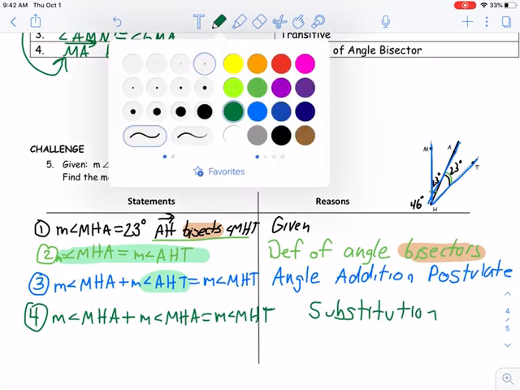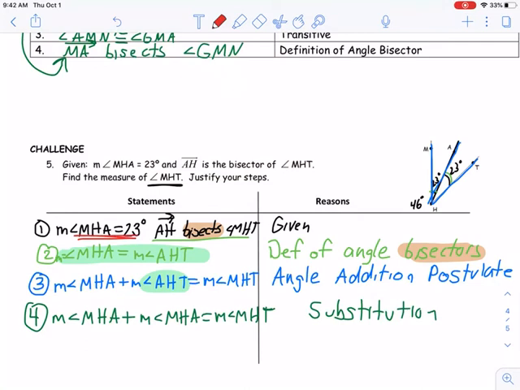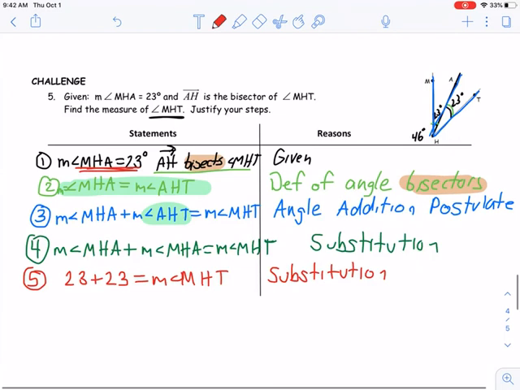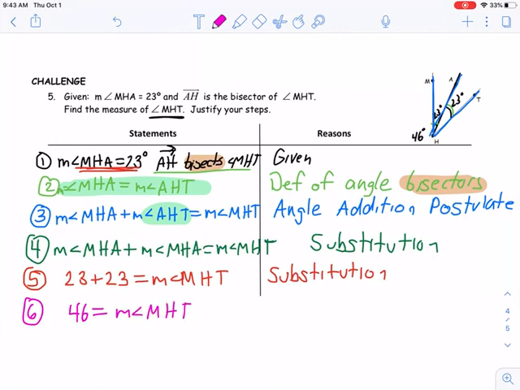Now next, what do I know about MHA? I know that equals 23. So I'm just going to do a massive substitution. Remember, I can use my previous statements to help me determine the next ones. I know MHA is equal to 23, so I'm going to double substitute it in. A lot of substitution going on. Now I'm just going to do some simple combining like terms, or simplification. I'm going to write 46 because that's 23 plus 23. So all I did was simplify.